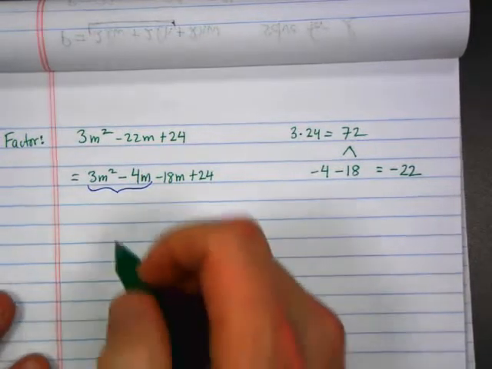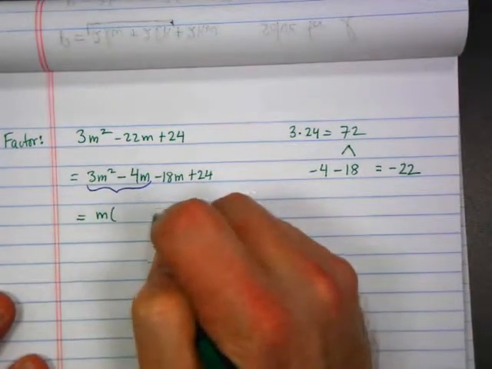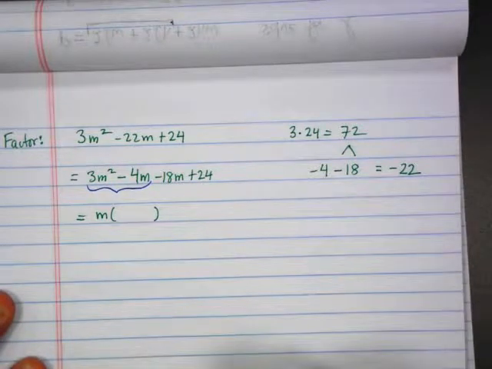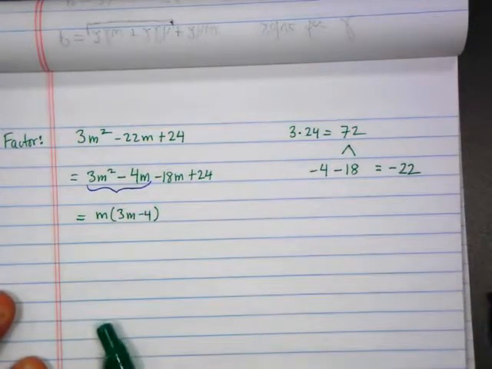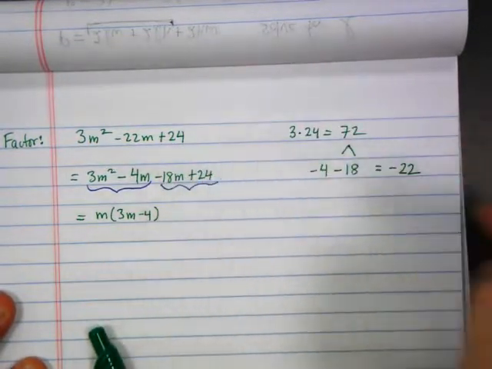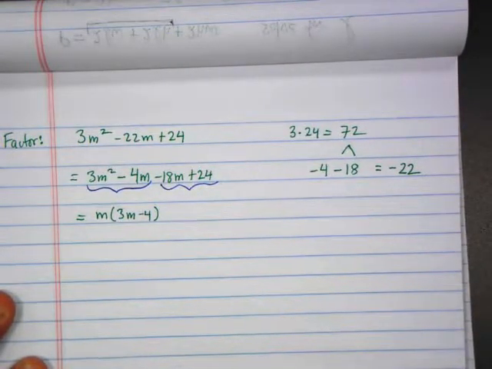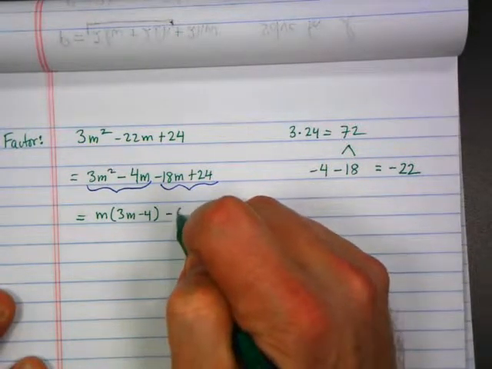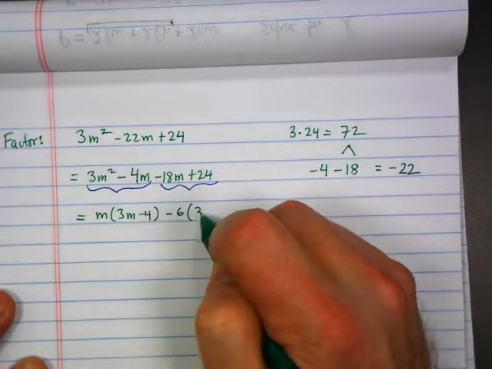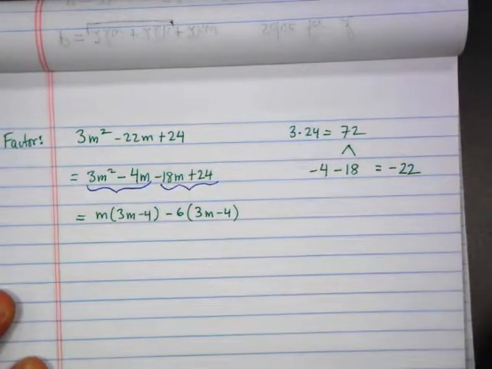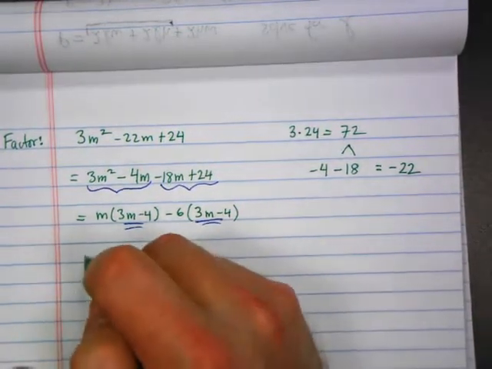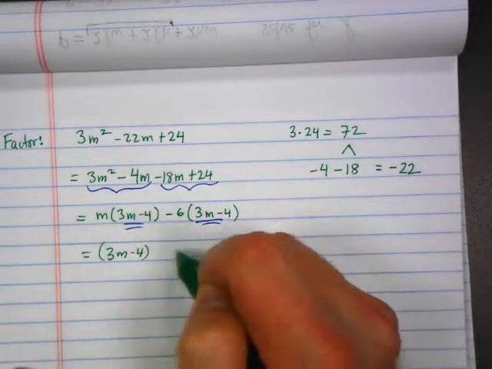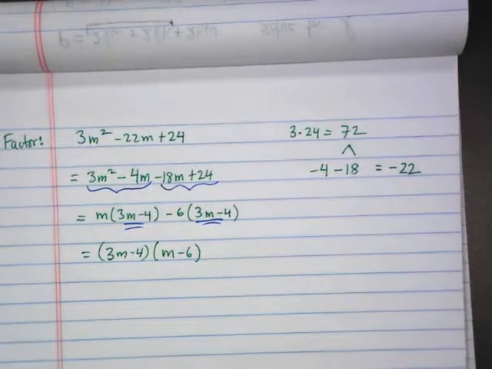First group. What's in common? M. So I take an m out, left over 3m minus 4, very good. Second group. I don't think 4 goes into 18. Negative 6. Negative 6 will work. Negative 6. Left over? 3m minus 4. Once again, I notice these things match perfectly. I'm very happy. I write down the 3m minus 4. Left over is m minus 6, correct.